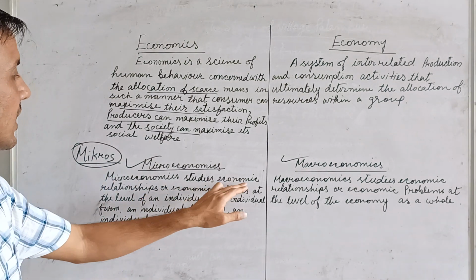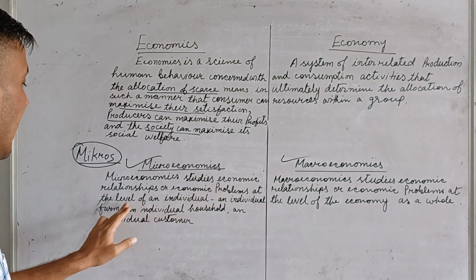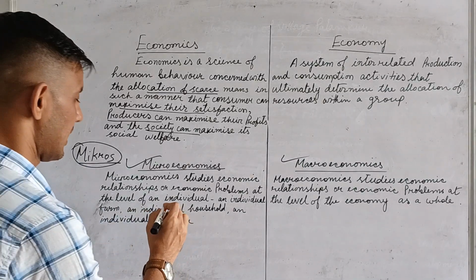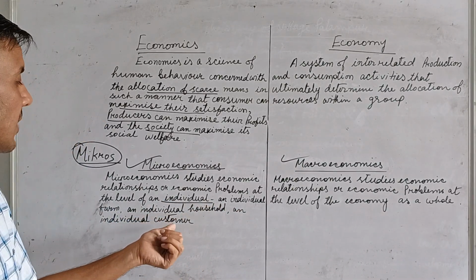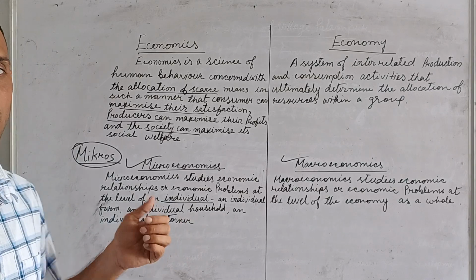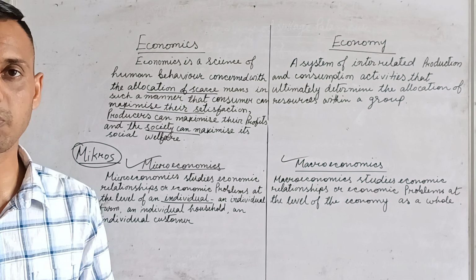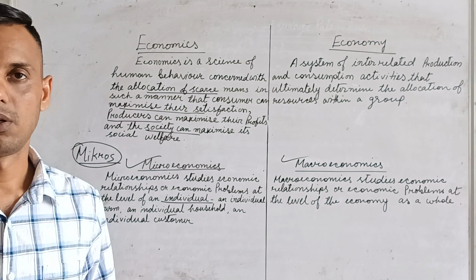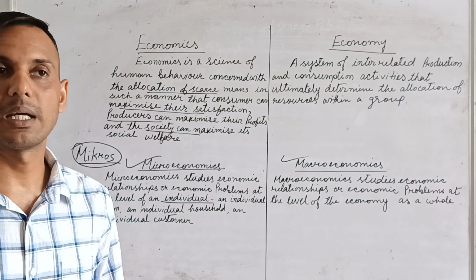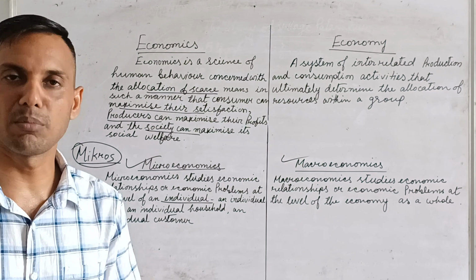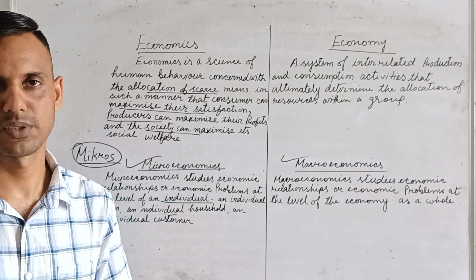Microeconomics studies economic relationships or economic problems at the level of an individual. For example, an individual farm, an individual household, an individual customer. So here we discuss the individual part. Suppose you like an apple. This is part of microeconomics. Wage determination is very easy and simple. So it is part of microeconomics. Clear?